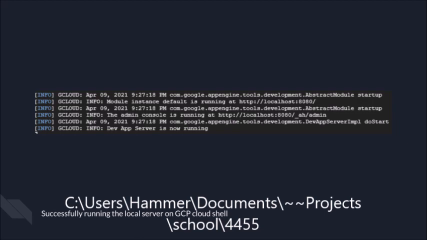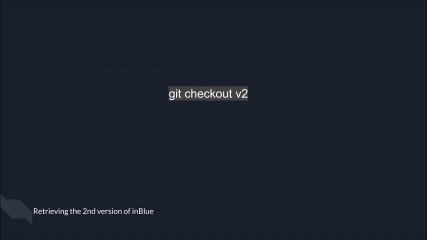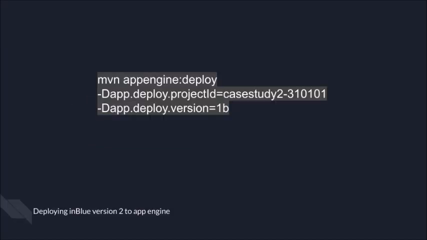Therefore, the next step was to deploy it to the app engine. The following command was used to deploy the first version of InBlue to app engine. This successfully generated a link for us with the InBlue hosted. The next stage of deployment required us to update the project to the next version. This was done simply by entering the GitHub project and checking out the V2 branch. Next, the following files were copied over from the InBlue project version 1 in order to change it to version 2.